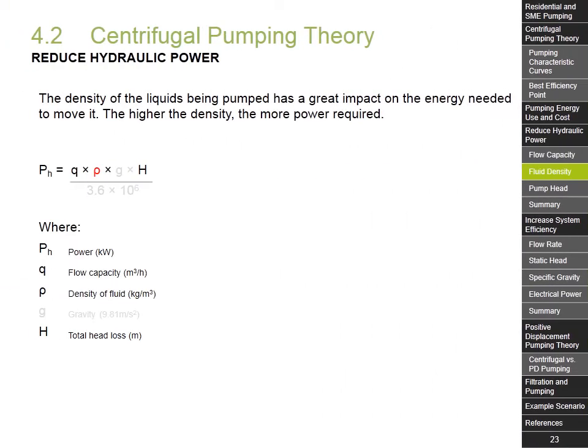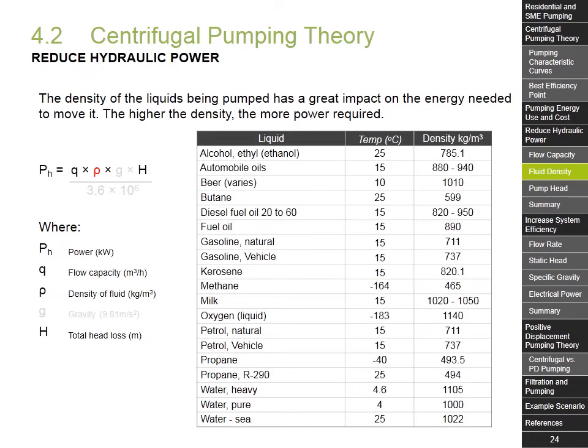The density of the fluid being pumped also has a great impact on the energy needed to move it. Essentially, the higher the density, the more power required. Think of it like trying to move a volume of stones rather than a volume of water. This table, modified from engineeringtoolbox.com, shows the density of some common liquids. Pure water, which is used in many instances where the exact density is not known, is equal to 1,000 kilograms per cubic meter.